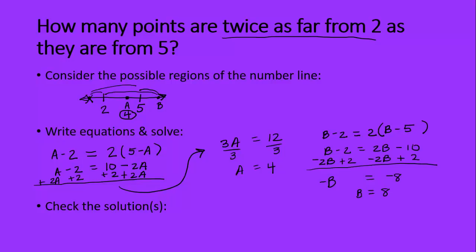Let's see if that looks right on the diagram. Could this be 8 right here? 8 is greater than 5. So now let's check the distances. 8 is 3 units from 5, and 8 is 6 units from 2. Yeah, that's twice as far. And for 4, 4 is 1 unit from the 5 and 2 units from 2. So that also works.